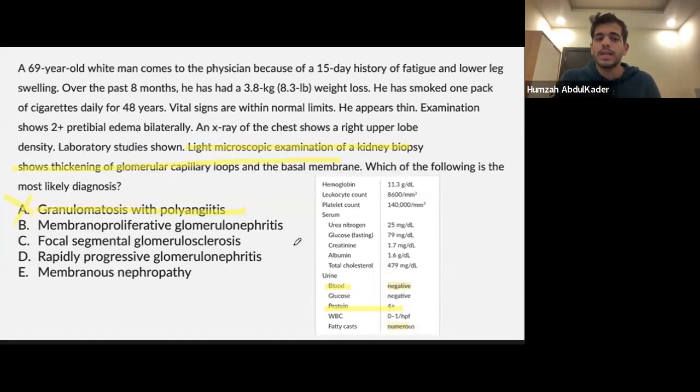So it most likely isn't focal segmental. Additionally, if it were rapidly progressive, they would have mentioned crescents, hematuria, RBC casts, something like that. They don't mention anything like that, which leaves us with E, membranous nephropathy.